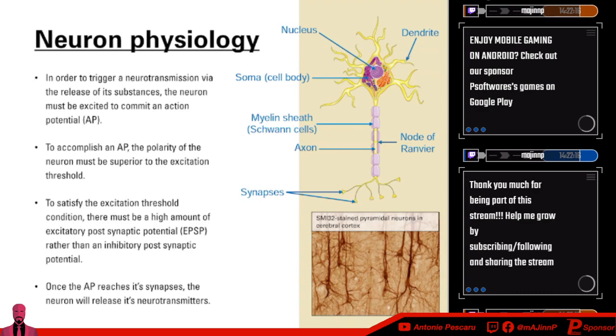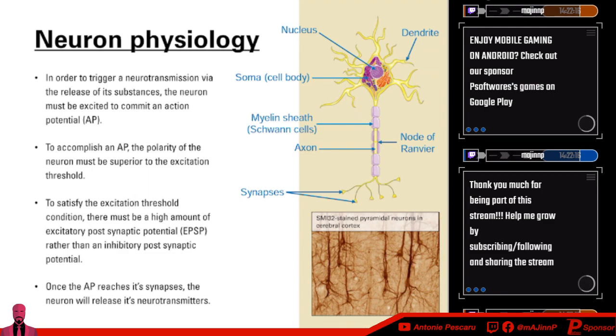There has to be a reason to do it, right? And to accomplish that action potential, the polarity of the neuron has to be superior to its excitation threshold. And we're going to get to that because there's a graph to understand before going into the action potential and everything. So, in order to satisfy the condition of the excitation threshold, there has to be a high amount of something called an excitatory postsynaptic potential, or EPSP for short, rather than an inhibitory postsynaptic potential, or IPSP for short.